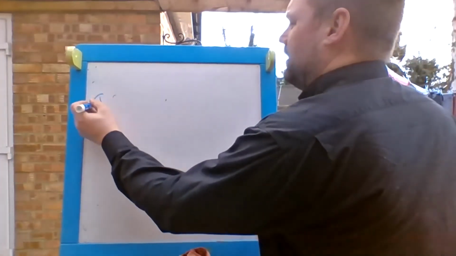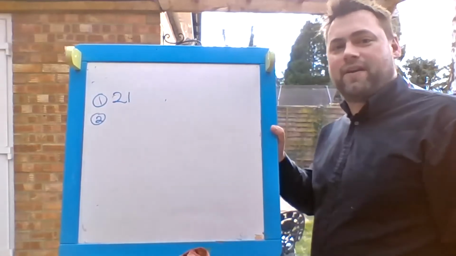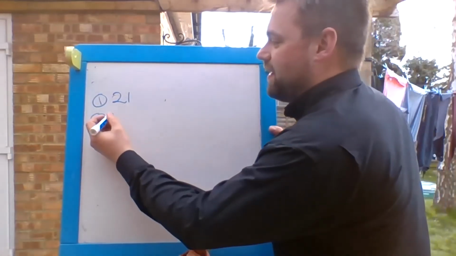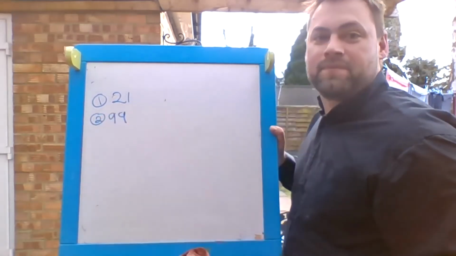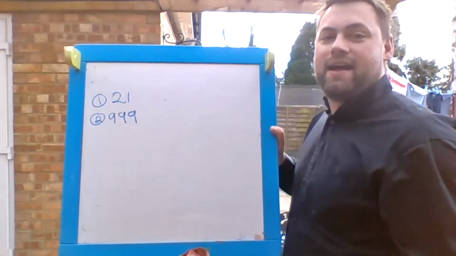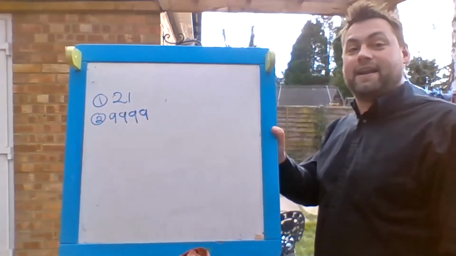So question number 1, 3 times 7 is 21. Question number 2, 4,563 and 5,436. So 4,000 plus 5,000 is 9,000. 500 plus 400 is 900. 60 plus 30 is 90. And 6 plus 3 is 9. So you should get 9,999.